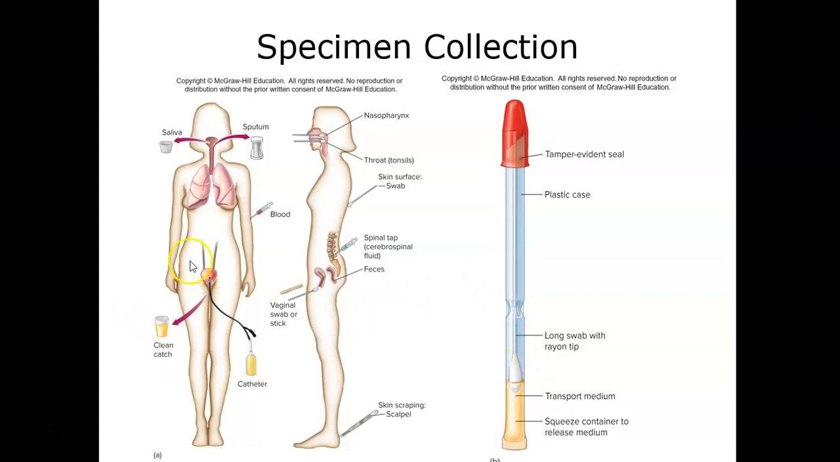Things like clean catch urine samples, sputum samples, we often talk about. So, a sputum sample is often a mucus sample that's coughed up from the lower respiratory system. Clean catch urine means simply that. We shed off any of the microbes that are in the outer portions of the genitalia and the urinary tract, and we collect a very clean sample of urine for testing.